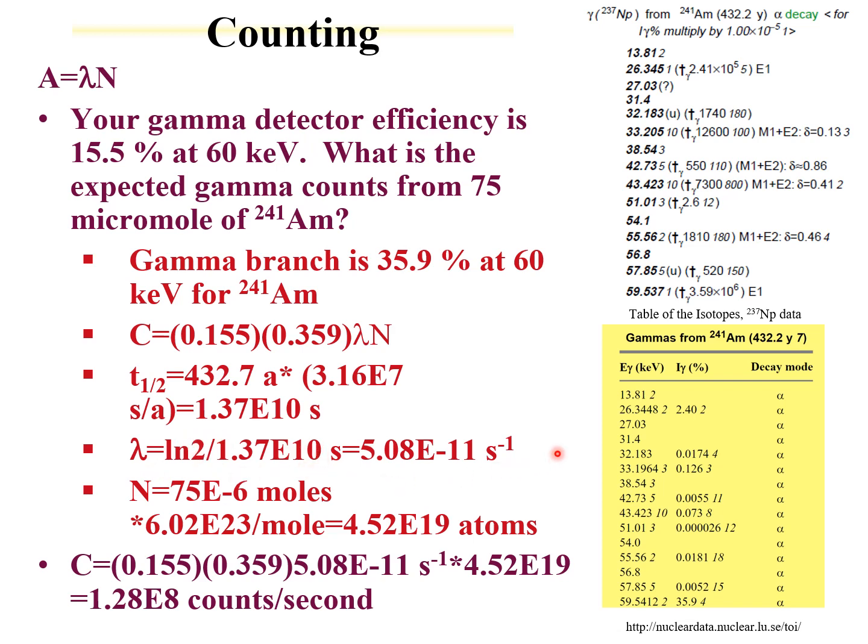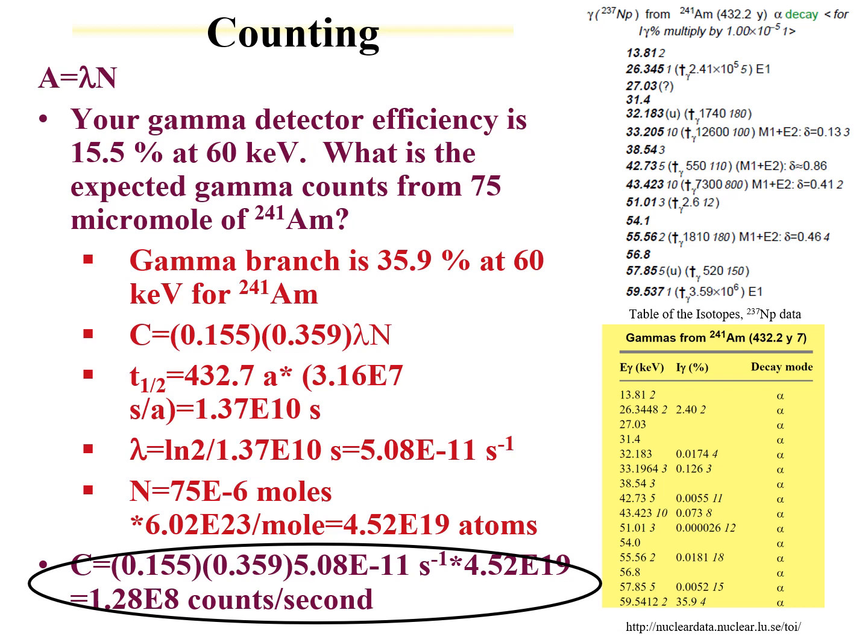So I want to find N. I tell you that there are 75 micromoles of the americium, which tells you how many atoms of americium are present. So activity equals lambda N, which is this term. Then I still need to multiply it by the gamma branching and then the detector efficiency. So activity equals lambda N times the gamma branching ratio times the detector efficiency. If I put this sample in, I would expect to have 1.3 times 10 to the 8th counts per second.